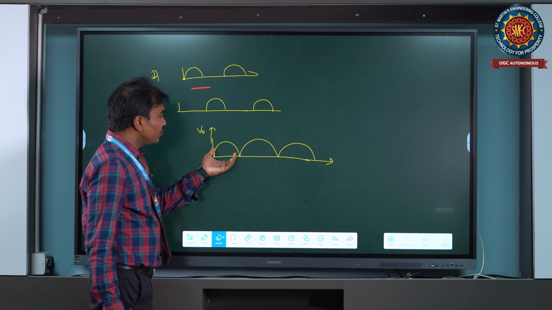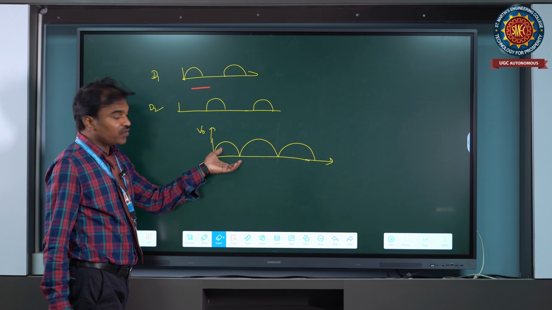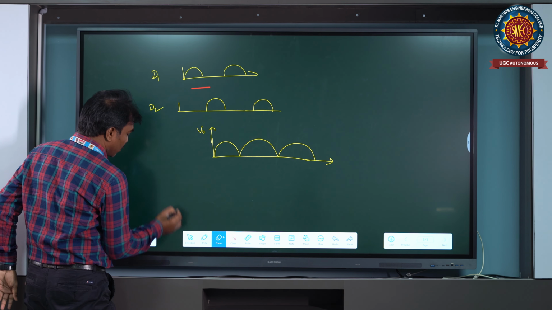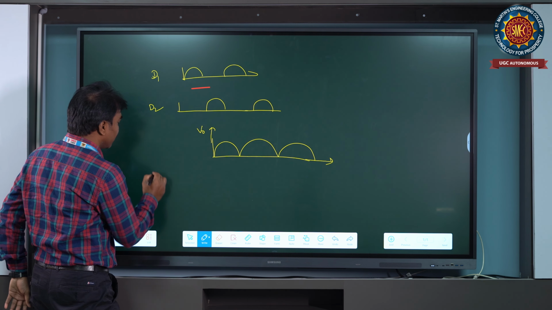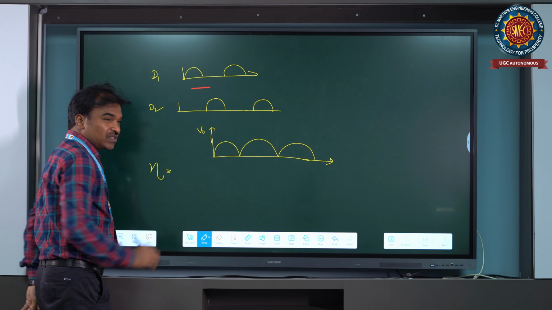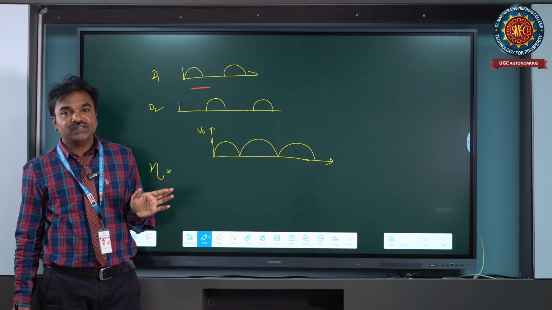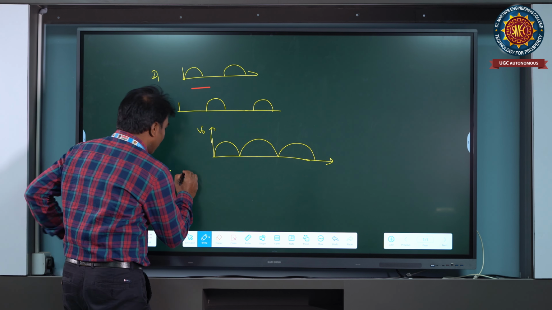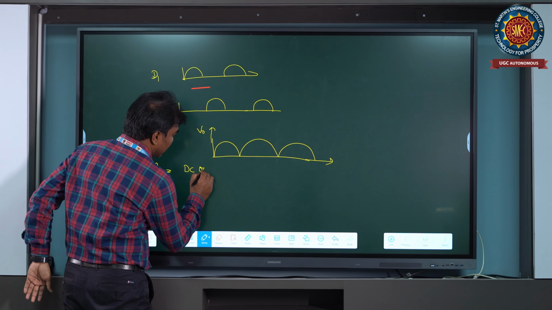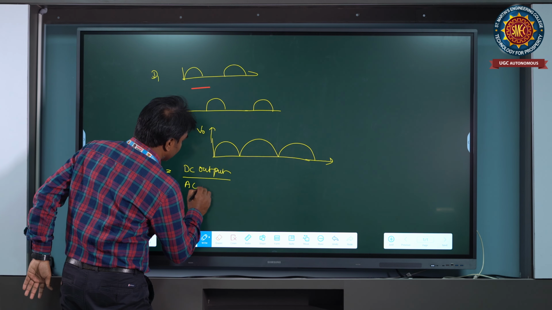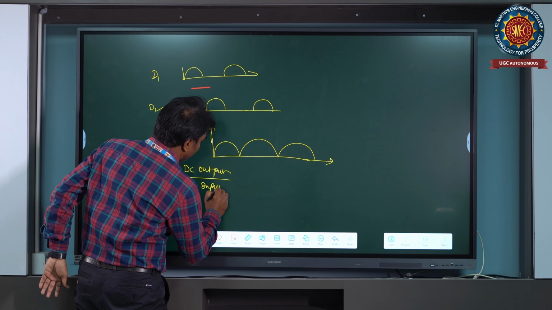What is the efficiency of the full wave rectifier? This is the output waveform of the full wave rectifier. Efficiency means how much DC power is delivered to the load and how much AC input power. So we need the DC output power at the load and the AC input power.